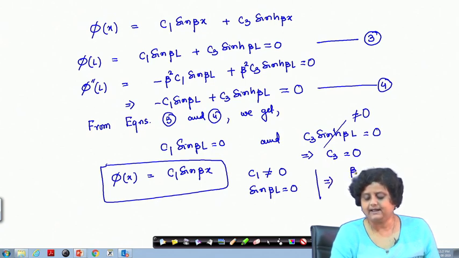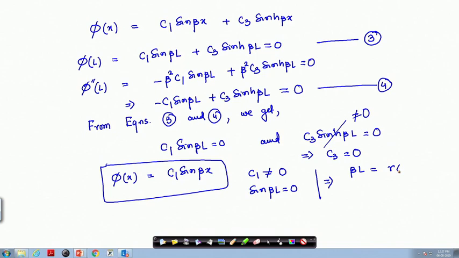So, how will sin beta L become equal to 0? When beta L is r times pi, where r could be anything, r could be 0, 1, 2, 3 and so on, all possible integer values. Now, let us see, r should not be equal to 0, because if r is equal to 0, then this again becomes a trivial solution. If r equals 0, beta is equal to 0 and then this becomes a trivial solution. So, r cannot be equal to 0. So, this part is gone. So, r could be 1, 2, 3 till n.